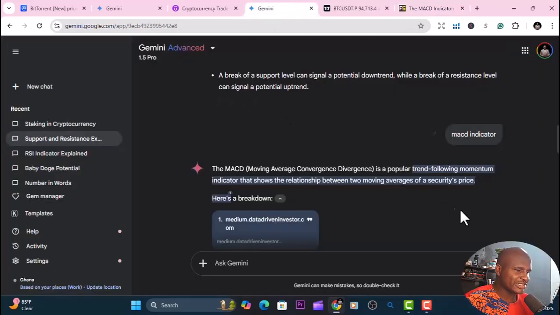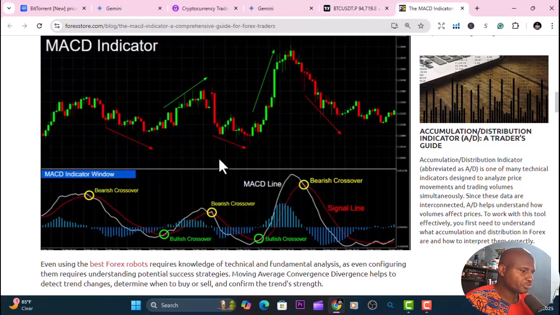The MACD indicator is the moving average convergence divergence, and it's a popular trend following momentum indicator that shows the relationship between two moving averages of a security's price. So here, what you are seeing is the MACD indicator, and we will explore what it is and how you can use that. Not the top one, this is not a MACD indicator, but what you are seeing down here is the MACD indicator.